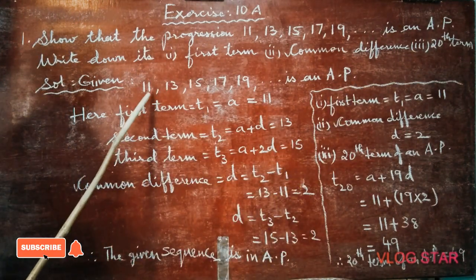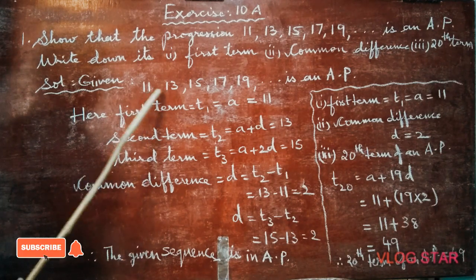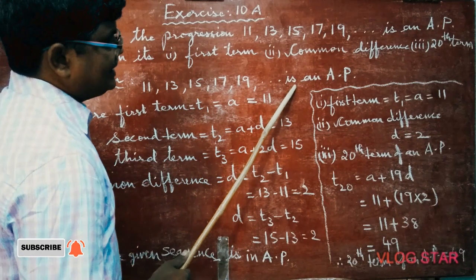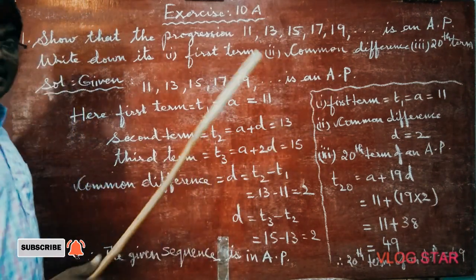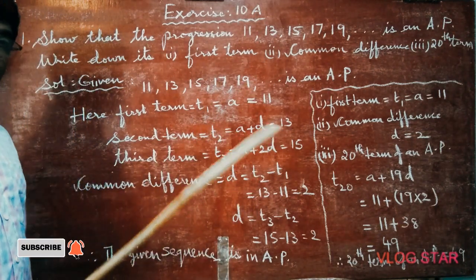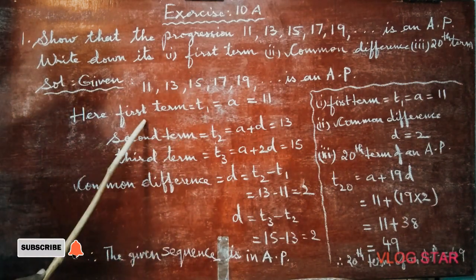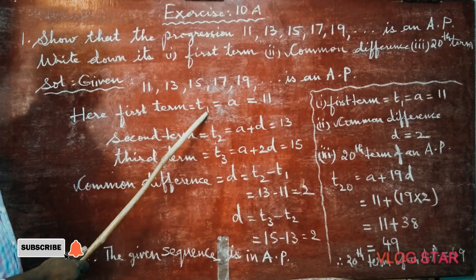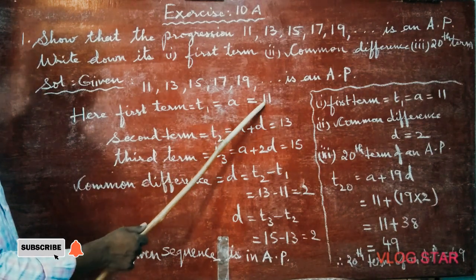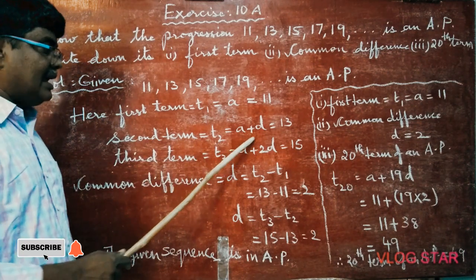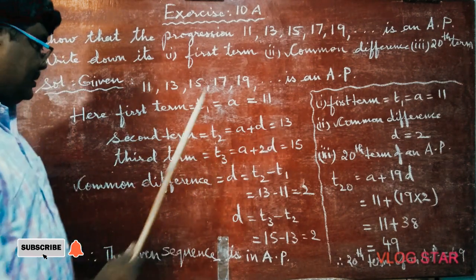Solution. What is the sequence given? 11, 13, 15, 17, 19, so on is an AP. They are not telling that they are in AP. Whether they are in AP or not, we are going to find. Here the first term. What is the first term? T1 is equal to A is equal to 11. Second term of an AP, T2 is equal to A plus D is equal to 13.